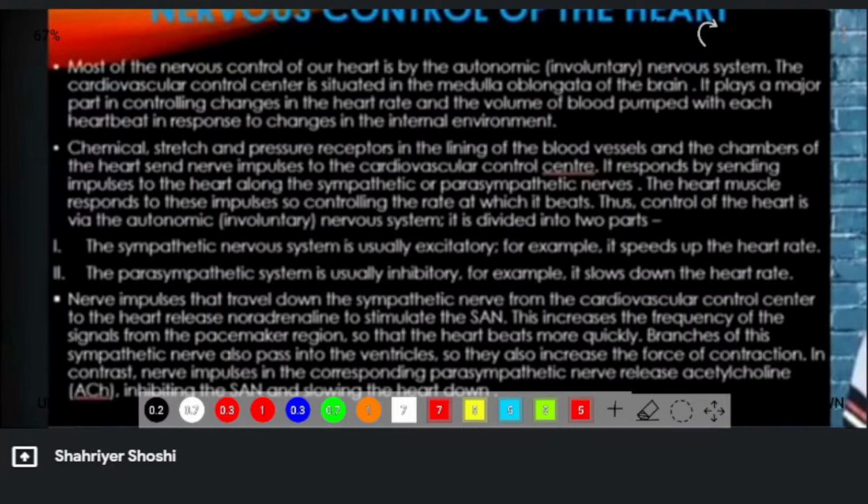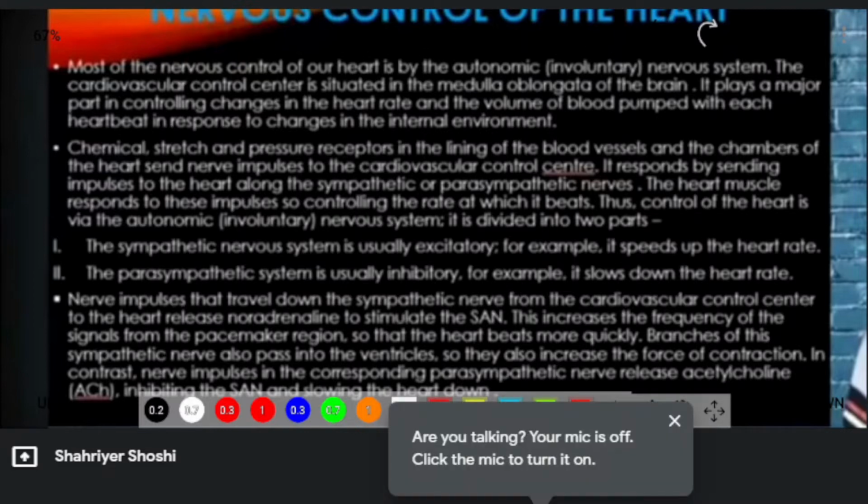It is divided into two parts. The sympathetic nervous system is usually excitatory. For example, it speeds up the heart rate. The parasympathetic nervous system is usually inhibitory. For example, it slows the heart rate.